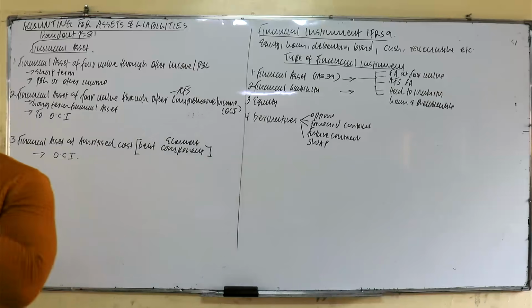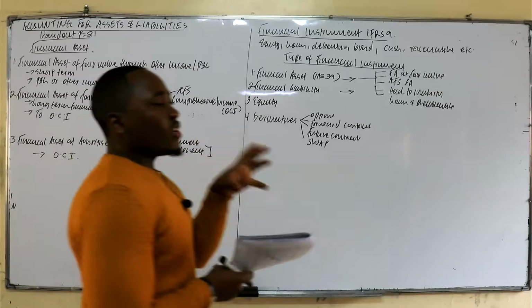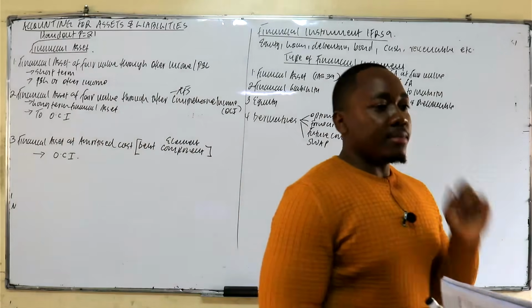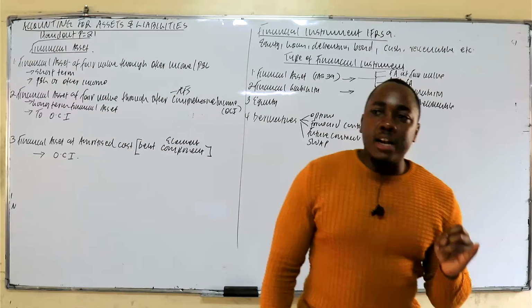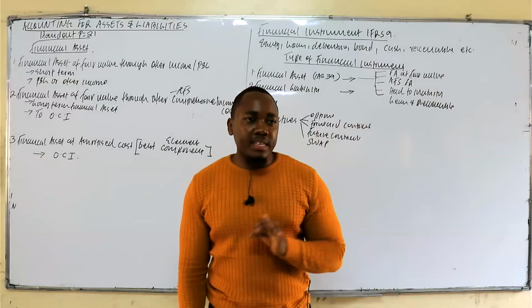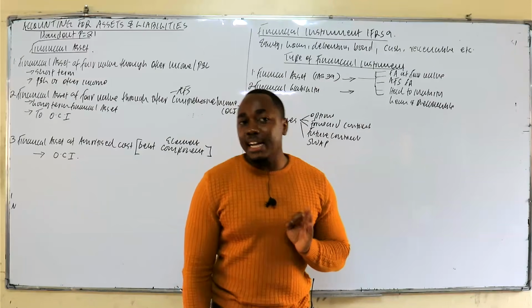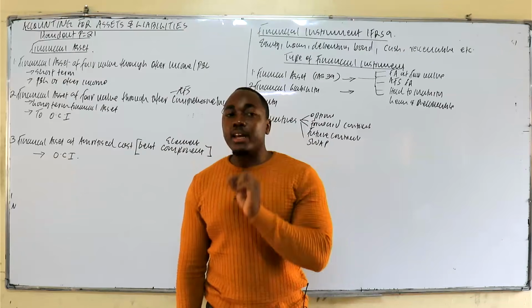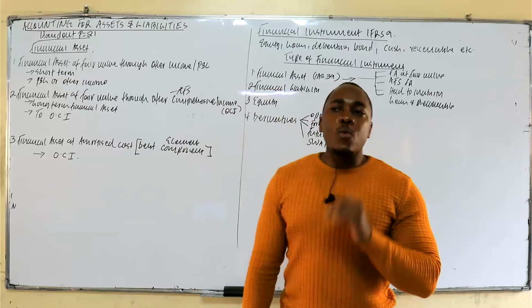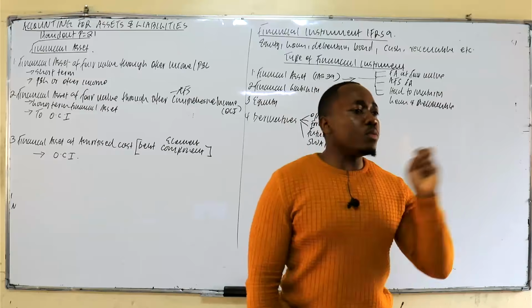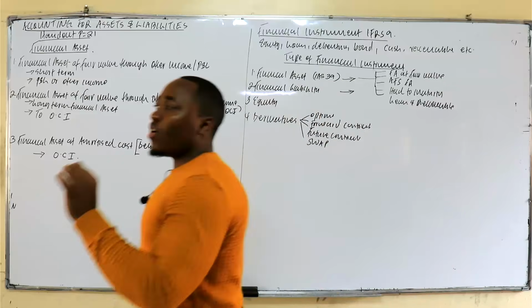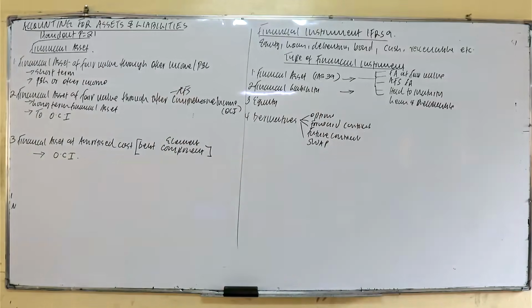Now, let me repeat something. We say that the recognition criteria for an asset are, number 1, an entity must own and control the asset; number 2, expect some future economic benefit; and number 3, the value can be measured. That's the recognition criteria for an asset. What about for a financial instrument? When should you recognize a financial instrument? That's what I'm explaining there.